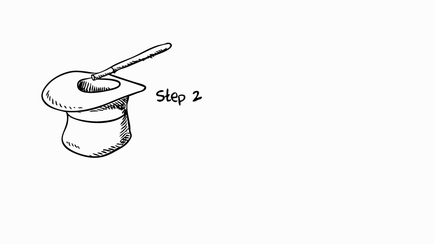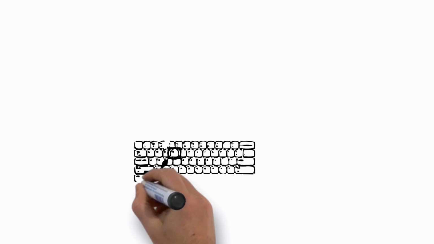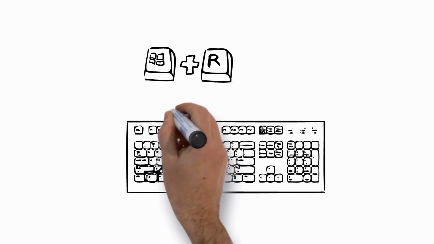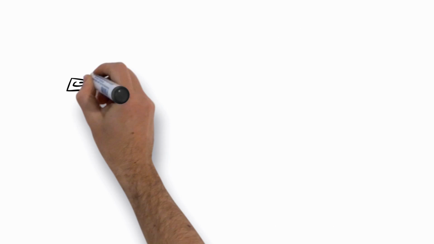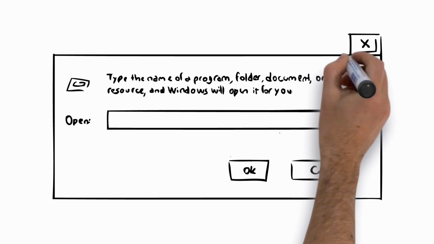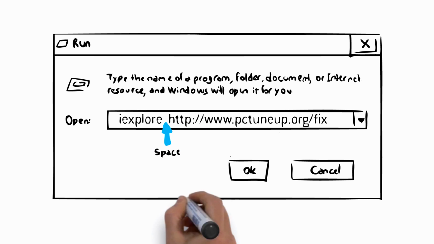Step 2. In Step 2, we will show you a simple trick to bypass the virus and download the virus removal software without it getting blocked by the virus. First, you will need to open the Run command box. This can be done by clicking the Windows key and the R key. This will open the Run command box and will allow you to do a quick install without having it get blocked by the virus. Once open, you will need to type the following into the Run command box: iExplore http://www.pctuneup.org/fix and press OK. Please notice that there is a space between the iExplore and the download URL.